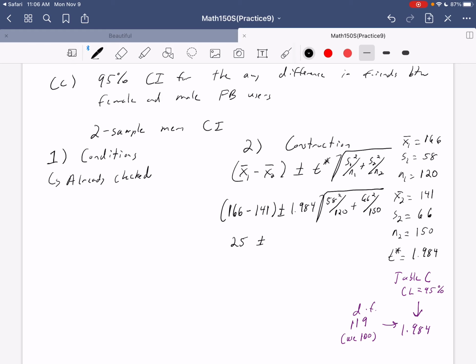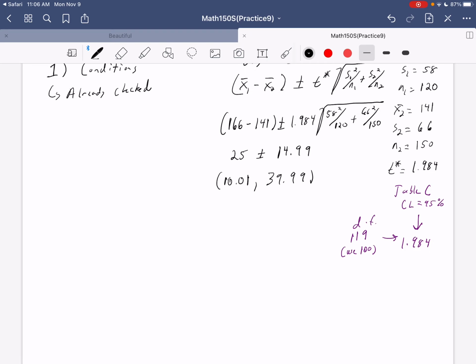If we type all that in, we should get a margin of error of 14.99. If we then do the subtraction, 25 minus 14.99, the low end should be 10.01, and the high end, 25 plus 14.99, looks like we should get 39.99. So let's give our interpretation of this.